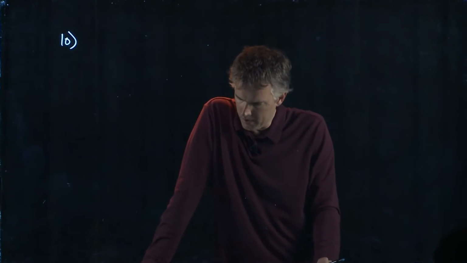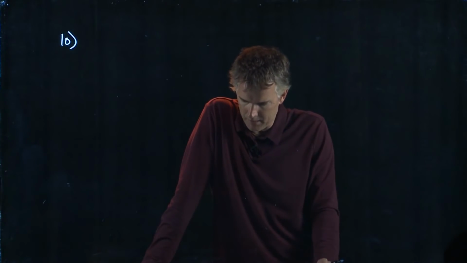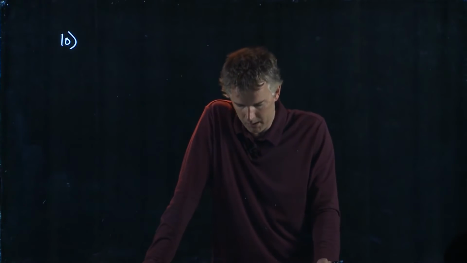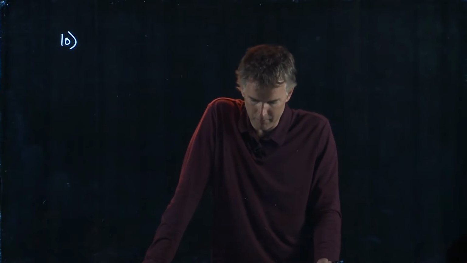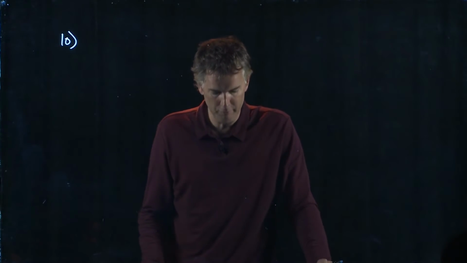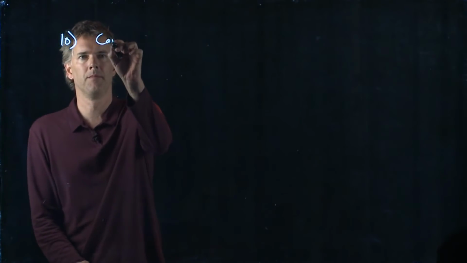Okay, and number 10 is a question about a camera. It says the focal length of the lens of a simple film camera is 40 millimeters. By what amount should the distance between the lens and the film be increased or decreased to change the focus from a person who is 25 meters from the lens to one who is 4 meters from the lens? Okay, so this is a camera problem.